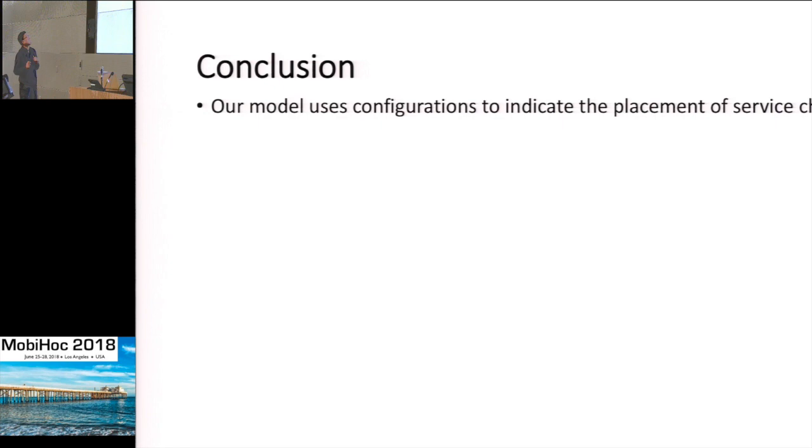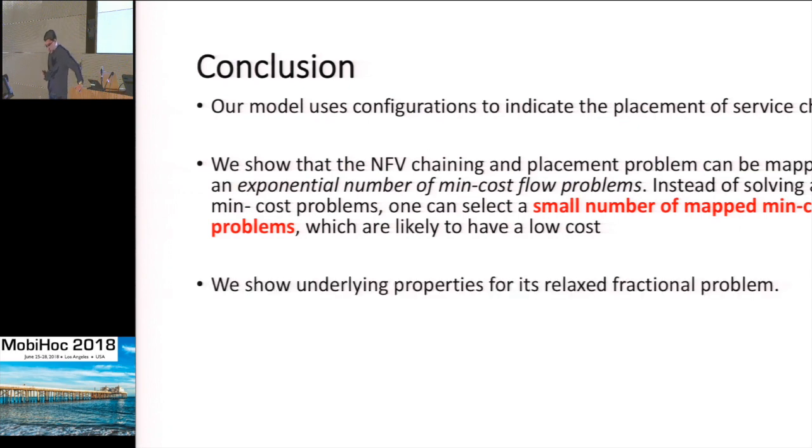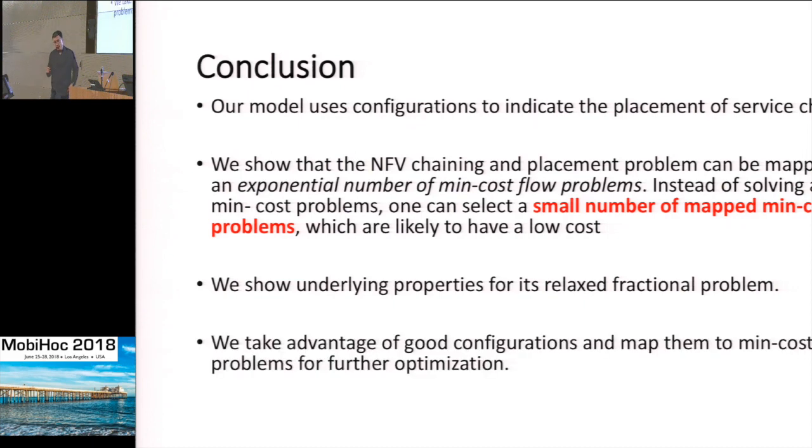So in conclusion, our model uses a configuration to indicate the placement of service chains. The most important result is that the NFV chaining and placement problem can be mapped to an exponential number of min cost flow problems, but we don't need to solve this exponential number of problems because we can find the upper bounds. In fact, you only need to select a small number of min cost problems to find the solutions. We show the underlying properties of our problem, and we also take advantage of the good configurations and map them to min cost flow optimizations.